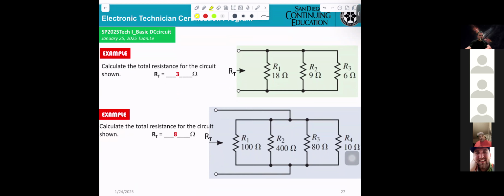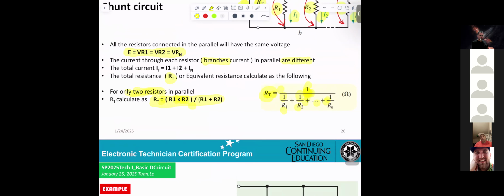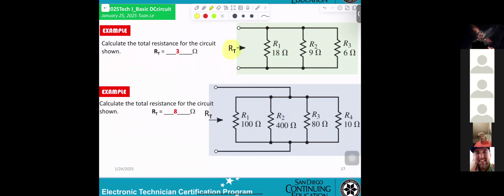Now, if you have R1, R2, R3 as 18 ohm, 9 ohm, 6 ohm, and they're looking for the total resistance, you have 3 resistors, so you have to use this formula. And now another one: R1, R2, R3, R4. However, they want to calculate the total resistance looking into here and here.